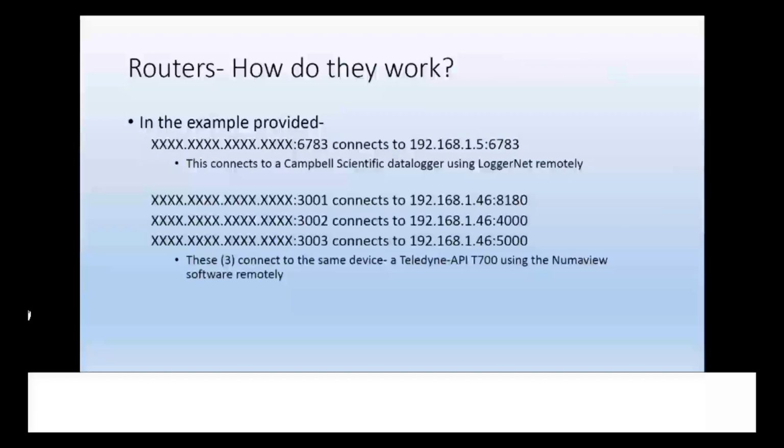So thinking back to the table I showed you, that table is actually from a router that I've set up in the field. In the example I provided, I said port 6783 connects to 192.168.1.5 at 6783. That connection is actually a Campbell Scientific data logger using my LoggerNet remotely from my office.